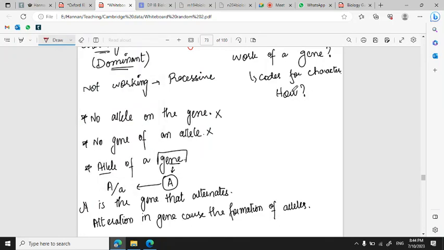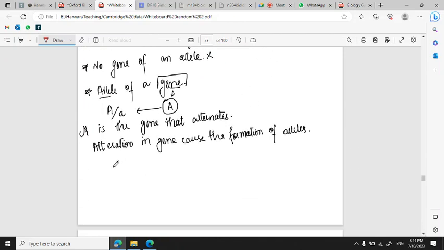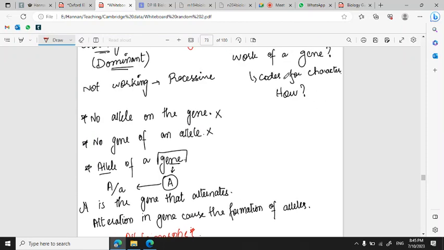Now, let me write down a statement over here. You can search this statement by yourself on Google after the lesson, but if you don't, I can describe it to you later. Now, I was asking you how a gene codes for a character.